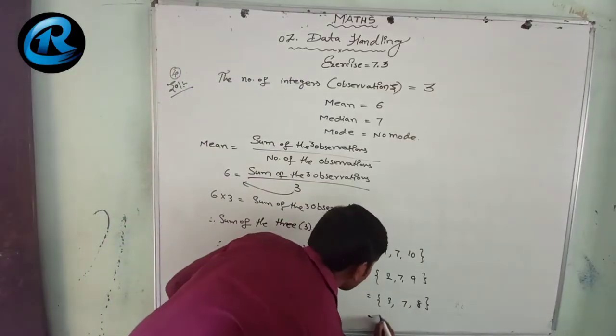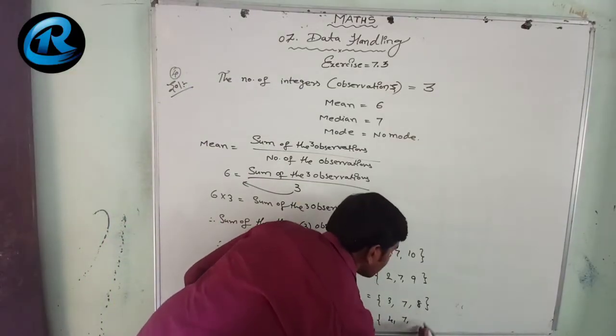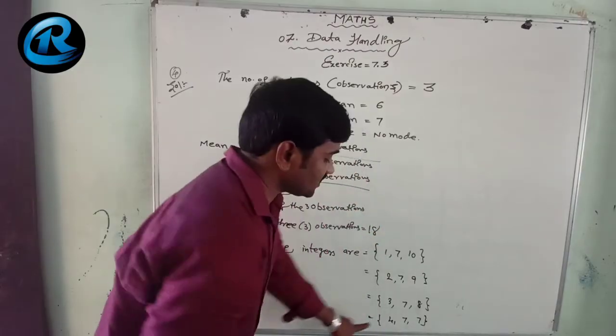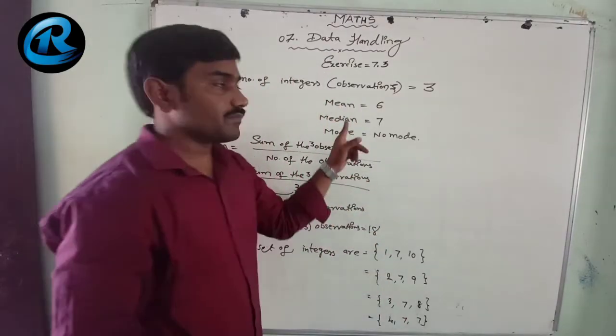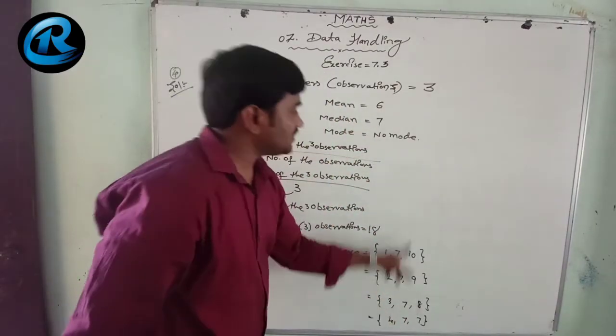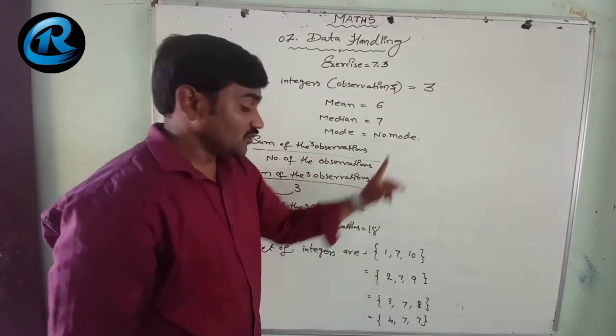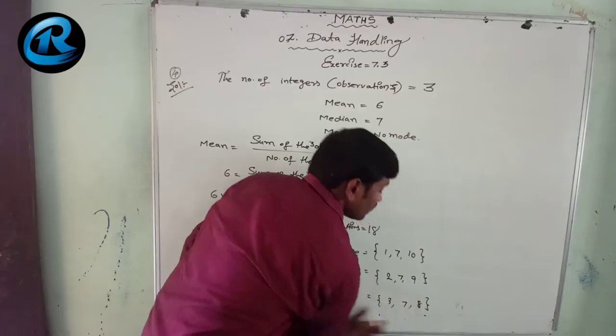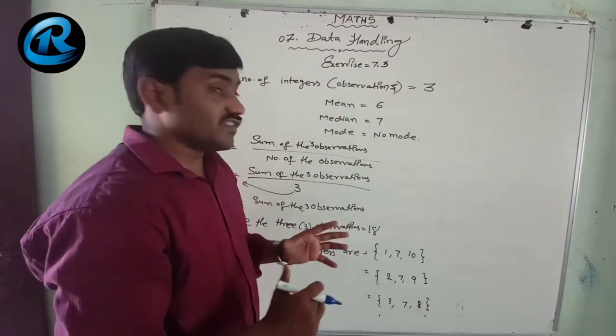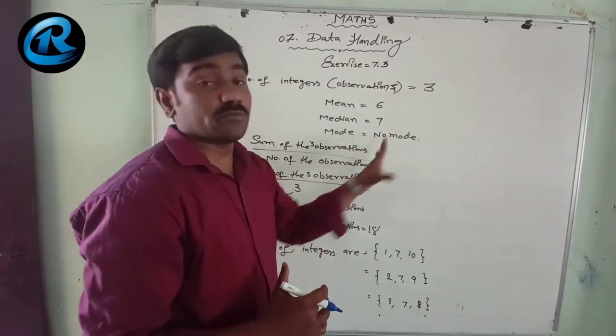If you write one more like that, 4 comma 7 comma, what should come here? 7. In this condition, the mean is 6, okay. Median is 7, okay. What about the mode? You will get the mode as 7. So you should not take this. No number should be repeated. If any number repeats, there will be a mode.